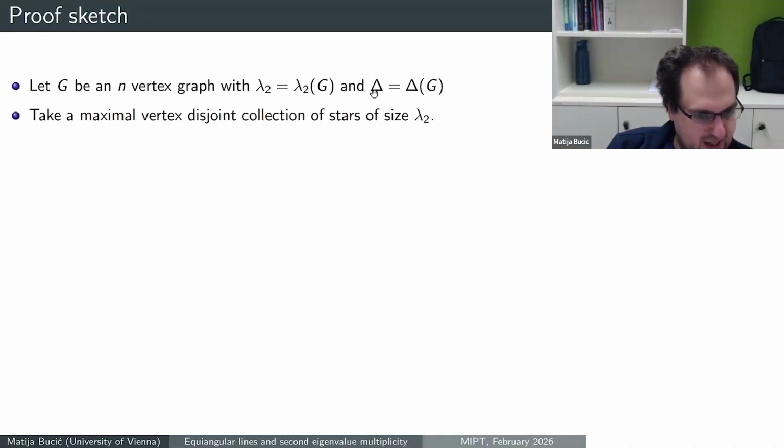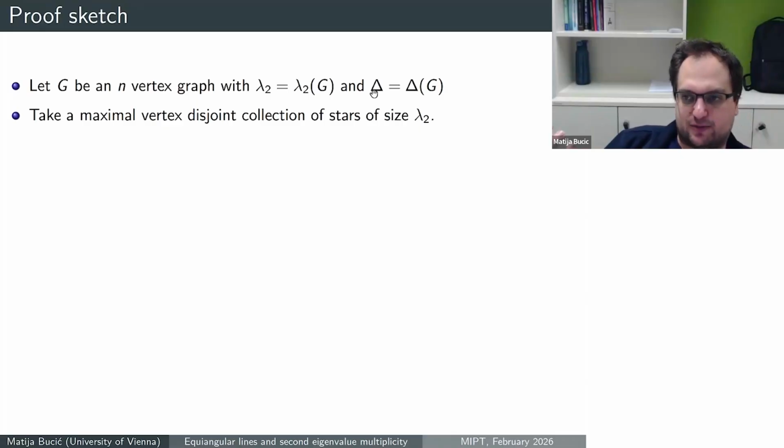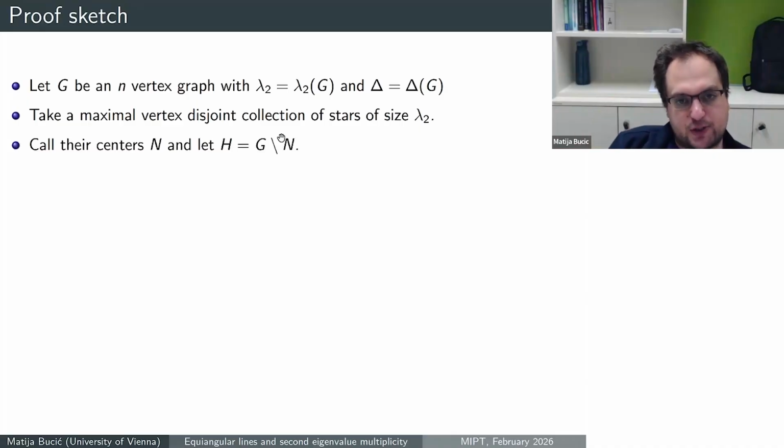Now, the first key idea is what we are going to delete for our final Cauchy interlace. And this is going to be centers of some stars. So what we'll take is a maximal vertex disjoint collection of stars of size lambda 2. So each of them has lambda 2 plus 1 vertices. So in total, this is at most n over lambda 2 plus 1 stars. And what we are going to do eventually is delete their centers. So this is precisely what we can afford.